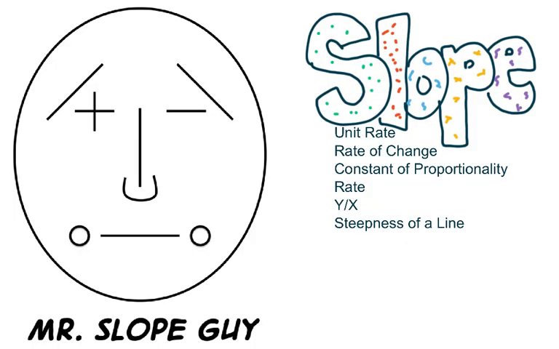So to review, slope is another word for unit rate, rate of change, constant of proportionality, rate, the change in y over the change in x, or the steepness of a line. There's four different types. There's positive, negative, zero, and undefined. So here's Mr. Slope Guy to help you remember that. So it would help you to take a screenshot of this page if that's something you want for your notes or just something that you can quickly reference. This might be something beneficial to you.